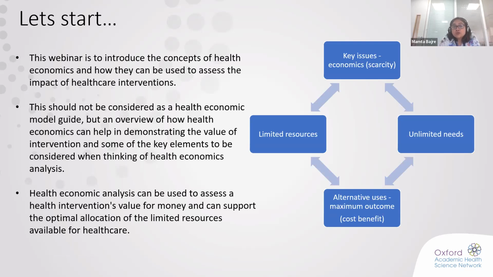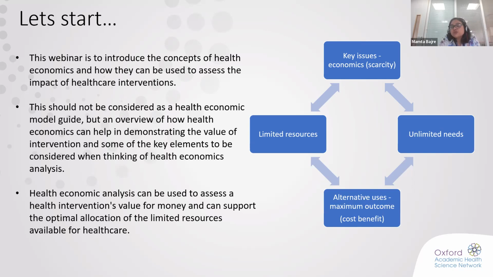This webinar is to introduce the concepts of health economics and how they can be used to assess the impact of healthcare interventions. Whatever we discuss here is not to guide building a health economic model, but just to give an overview of how health economics can help demonstrate the value of the intervention and some of the key elements to consider when you're thinking of any health economic analysis. Health economic analysis can be used to assess health interventions' value for money. They can support the optimal allocation of the limited resources available in healthcare.